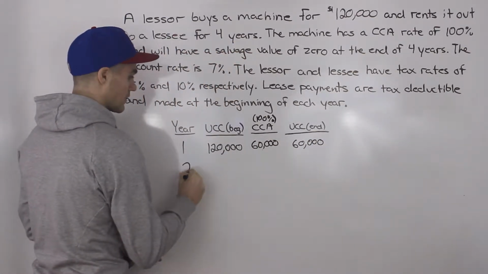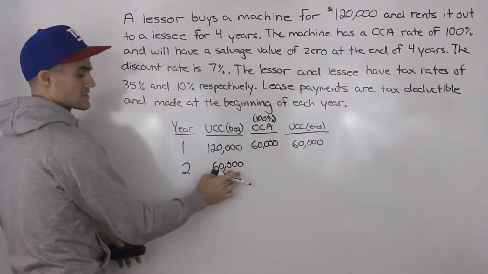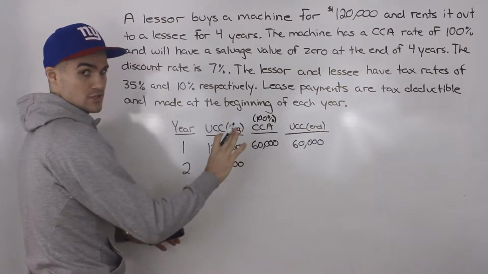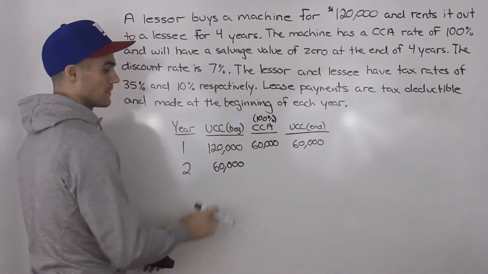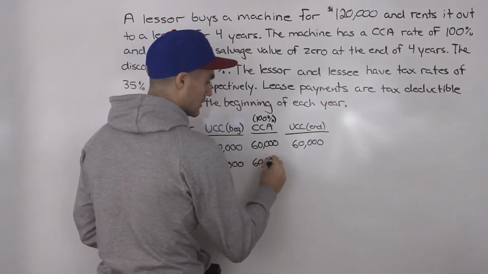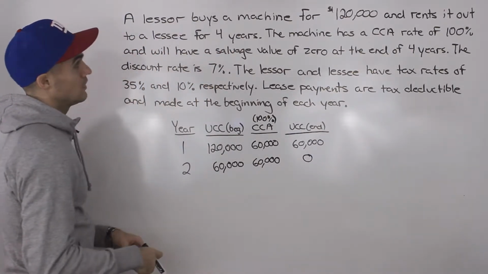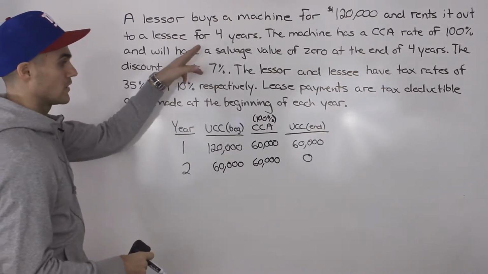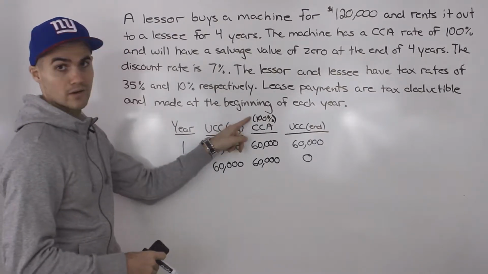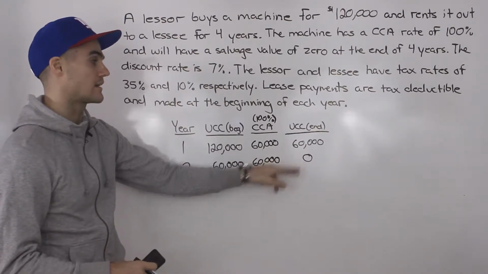And then that is going to carry over here. So the UCC at the beginning of the second year is 60,000. And now we can take a full depreciation on it because it's not the first year anymore. We don't have to apply that half-year rule. So 60,000 multiplied by 100% gives us 60,000. Then the UCC at the end of the second year is just going to be 0. So even though we're dealing with a timeline of 4 years, notice with the CCA schedule, it's only for 2 years because of that very high CCA rate. There's no more depreciation to take after that second year.